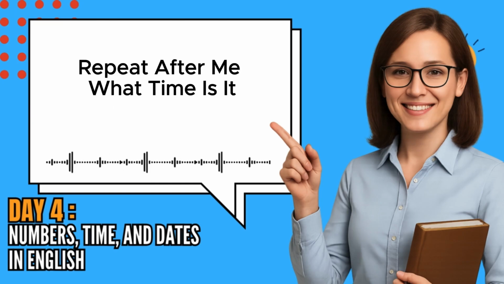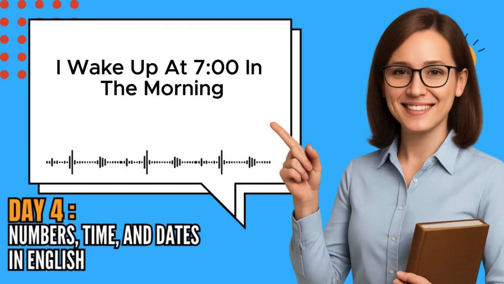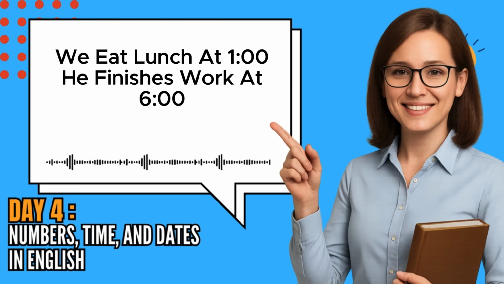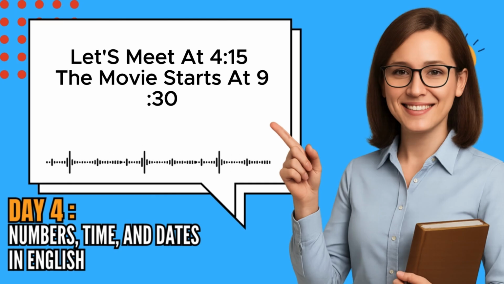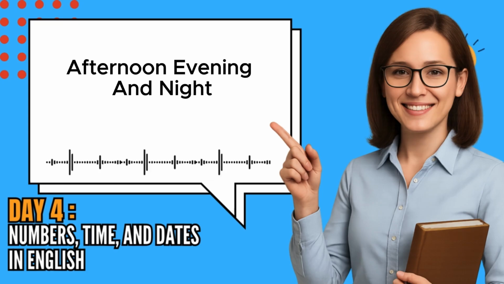Repeat after me. What time is it? It is 2 o'clock. The train leaves at 5:30. I wake up at 7 o'clock in the morning. She goes to school at 8:15. We eat lunch at 1 o'clock. He finishes work at 6 o'clock. Let's meet at 4:15. The movie starts at 9:30. I go to bed at 10:30. Now let's practice using morning, afternoon, evening, and night.